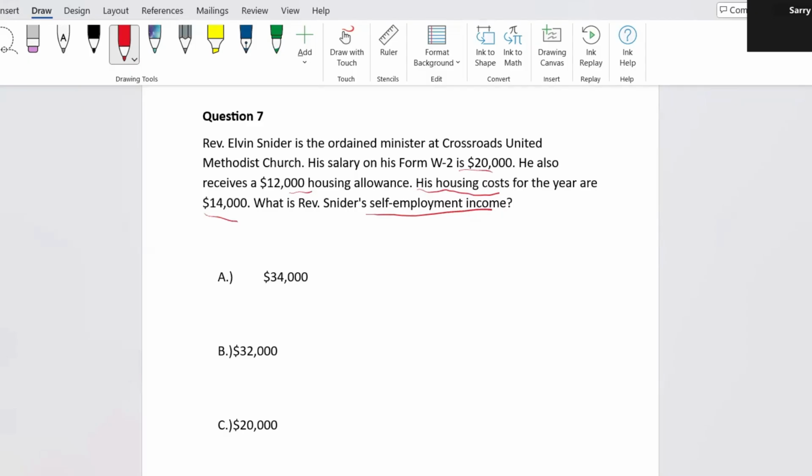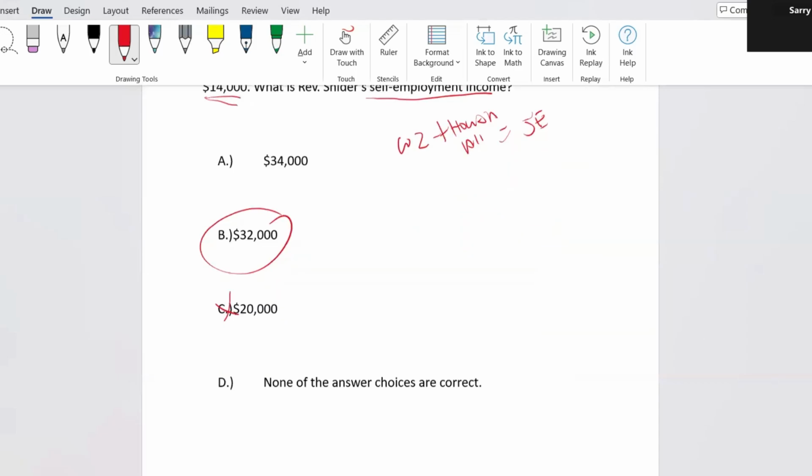So the rule is that all W-2 income from the church for the minister plus the housing expenses or housing allowance equals SE, self-employment. So that's 20 plus 12, which brings us to 32,000. It can't go above that. It doesn't make sense for him to pay self-employment tax on the amount above his allowance. His housing expenses were greater than his allowance, so that would eliminate the 14,000 from the equation, and it would also eliminate just the $20,000 one, because it's not just the W-2 income; it's also the housing allowance. So just look out for that one. It's going to be a little bit tricky. Let's go on to the next one.